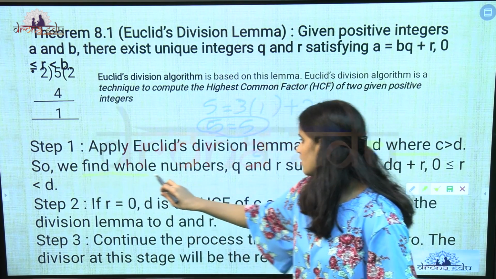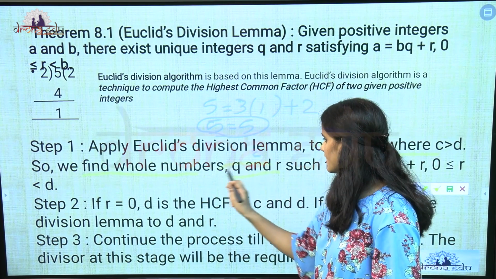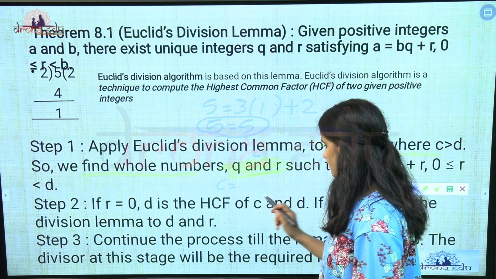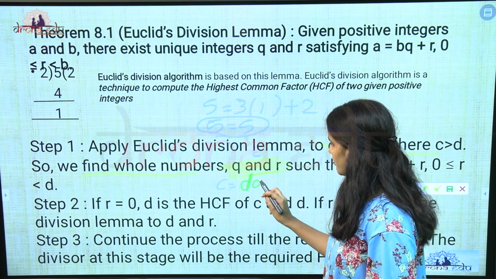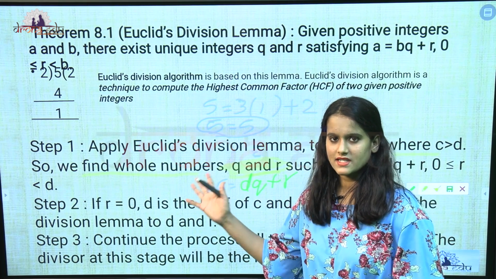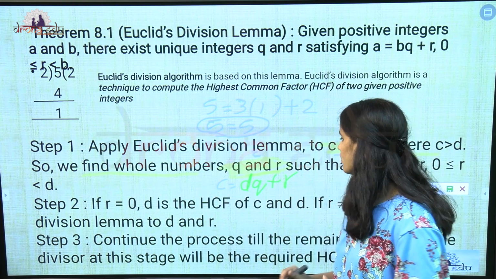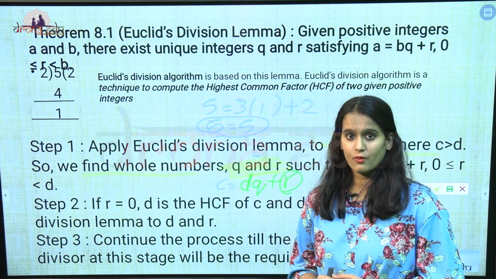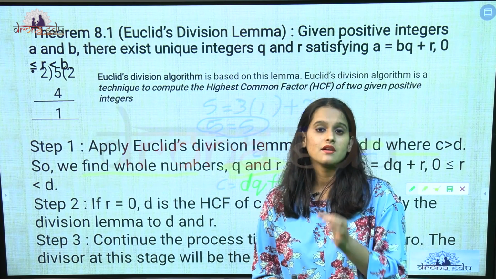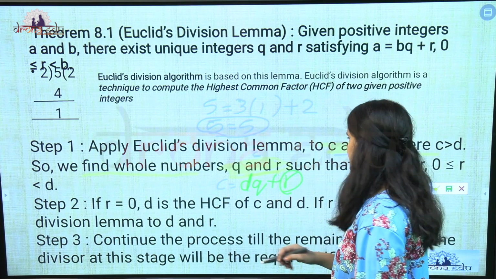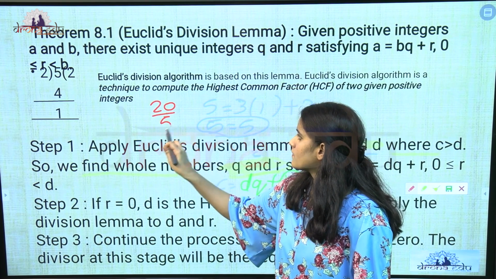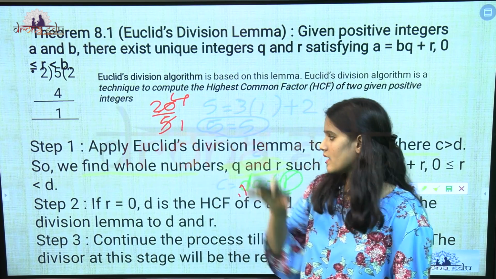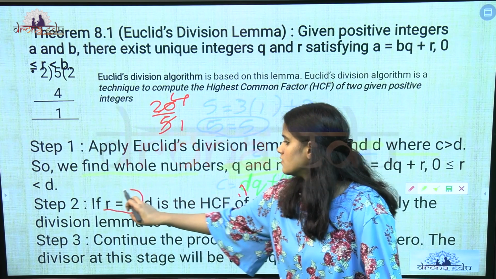So we find the whole numbers Q and R, the quotient and remainder, such that C, which was the dividend, is equal to DQ + R. Now this remainder, of course we know, is less than the divisor and greater than or equal to 0. But sometimes we are going to get the remainder as 0. For example, let me consider 20 divided by 5. 5 ones are 5, 5 fours are 20, and now you get the remainder as 0, right? In the same way, here also sometimes you may get R = 0.